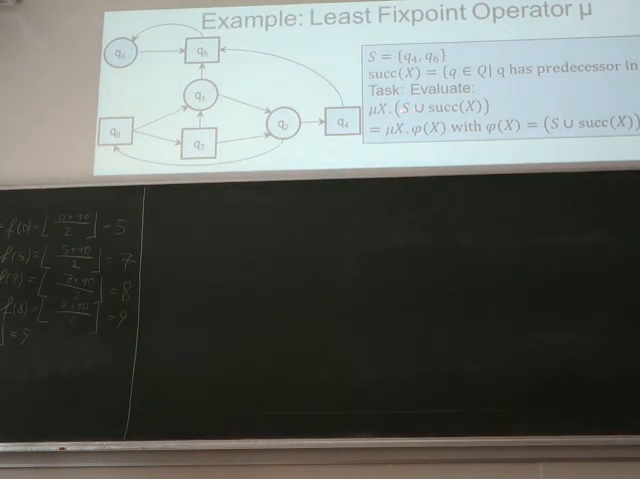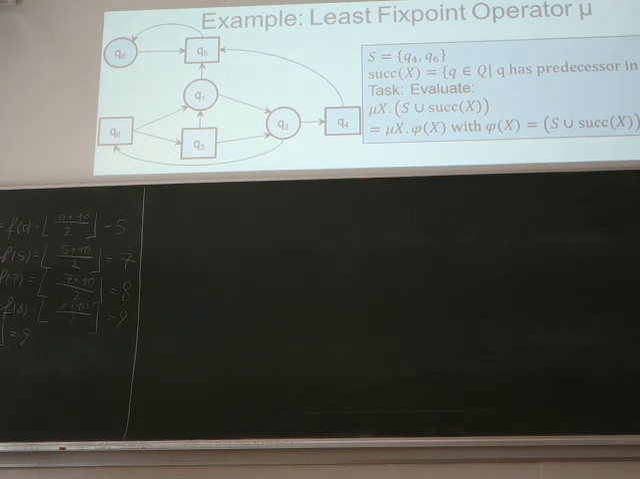It also contains a fixed set S, which contains only the states 4 and 6, and it also contains a function which takes as argument a set of states, and it produces as a result a set of states. The function that we have here is the set of successor states in this graph. This is quite intuitive and here also defined formally.